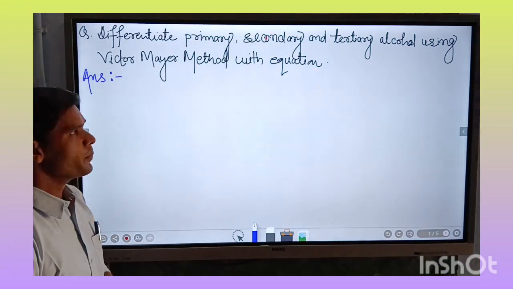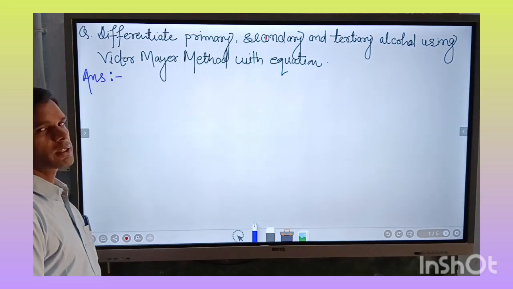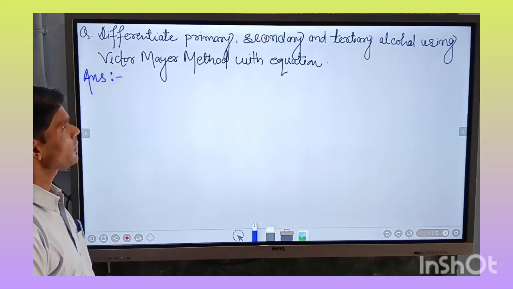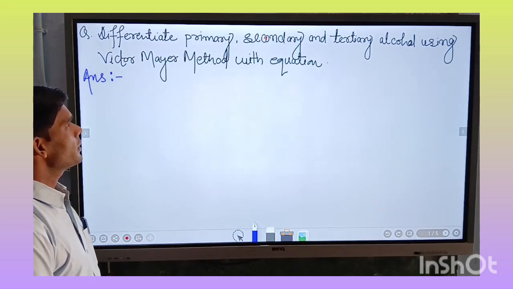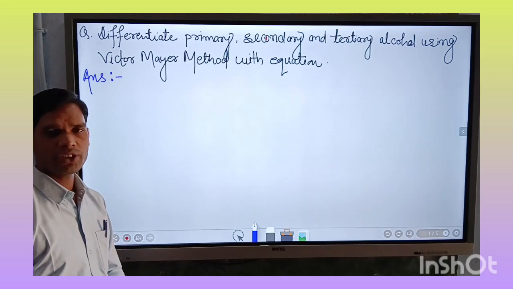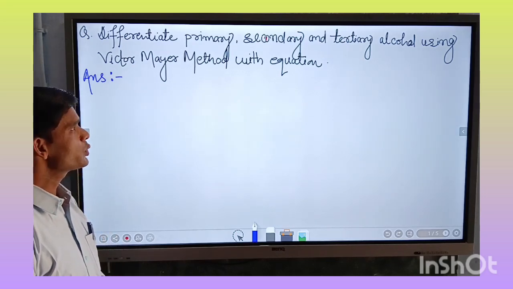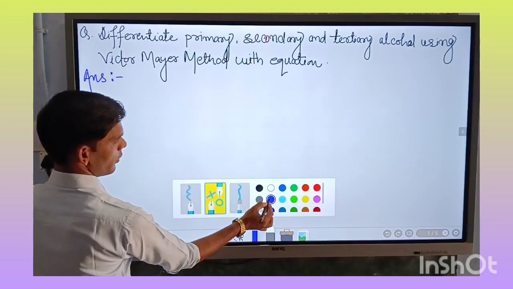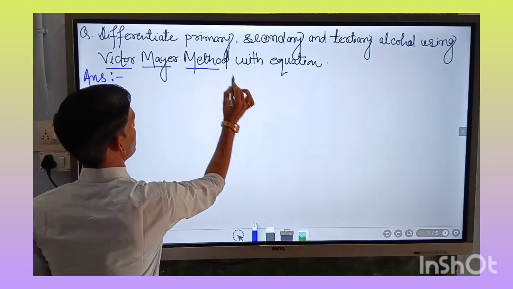In today's session, we are going to discuss another important topic, that is differentiation of primary, secondary, and tertiary alcohol using Victor Meyer method.